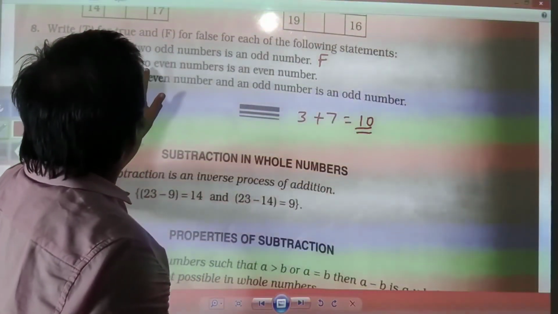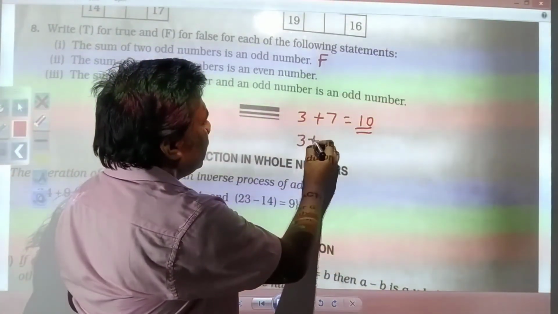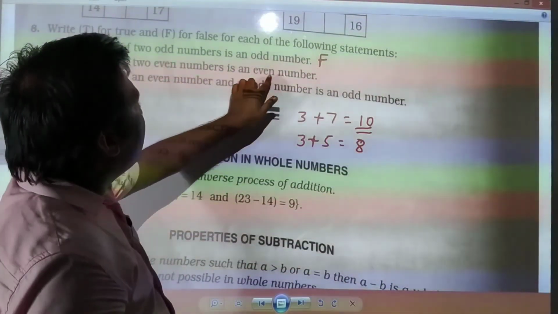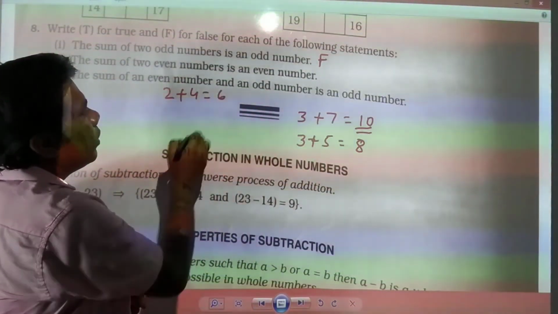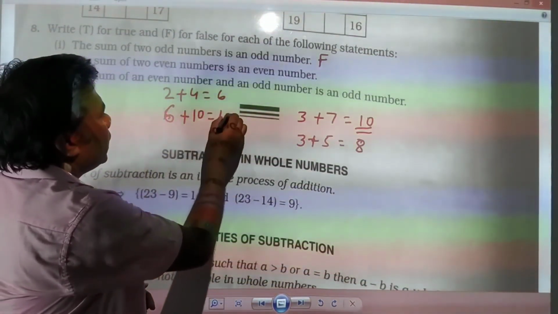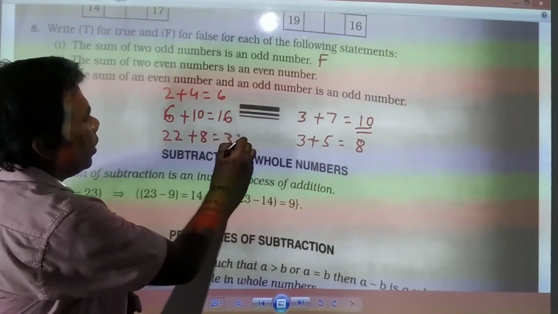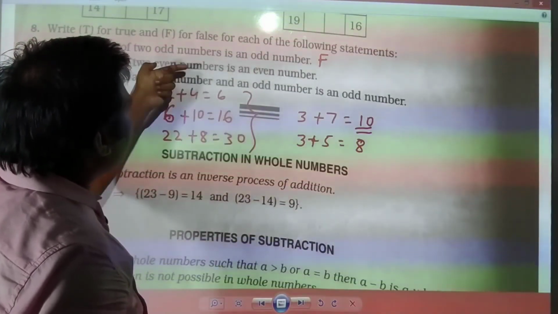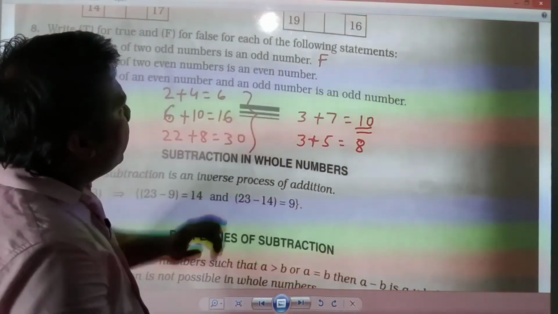Other examples also can be taken. Suppose 3 plus 5, what will you get? 8. Next, the sum of two even numbers is an even number. You take any example: 2 plus 4, you will get 6. 6 plus 10, you have got 16. Any other numbers you take? 22 plus 8, what have you got? 30. So the sum of any two even numbers you take, try some other numbers also by yourself and see what the sum is. Always an even number will come.